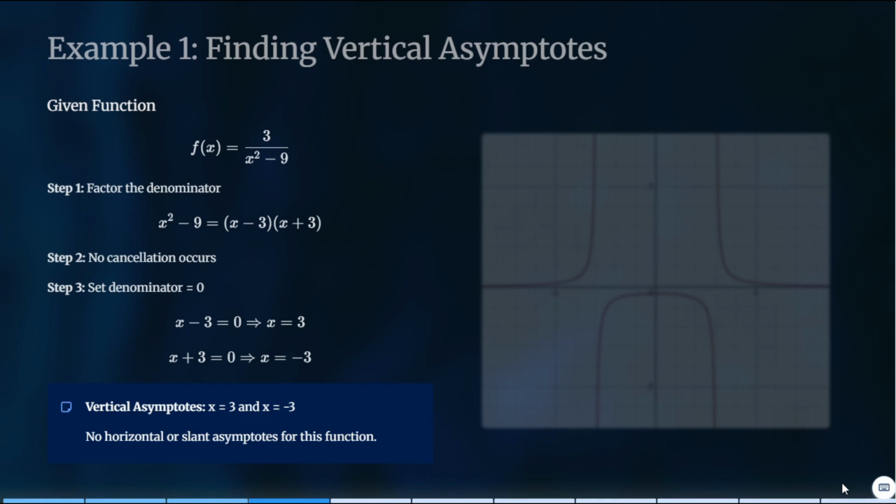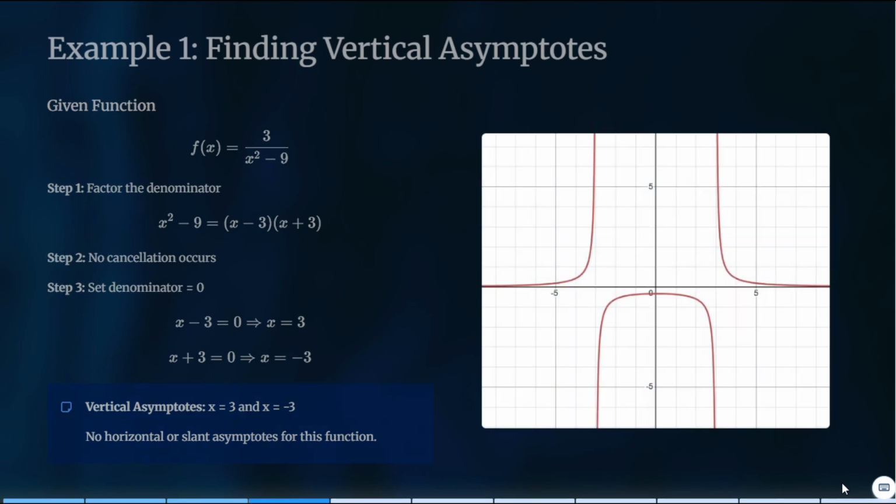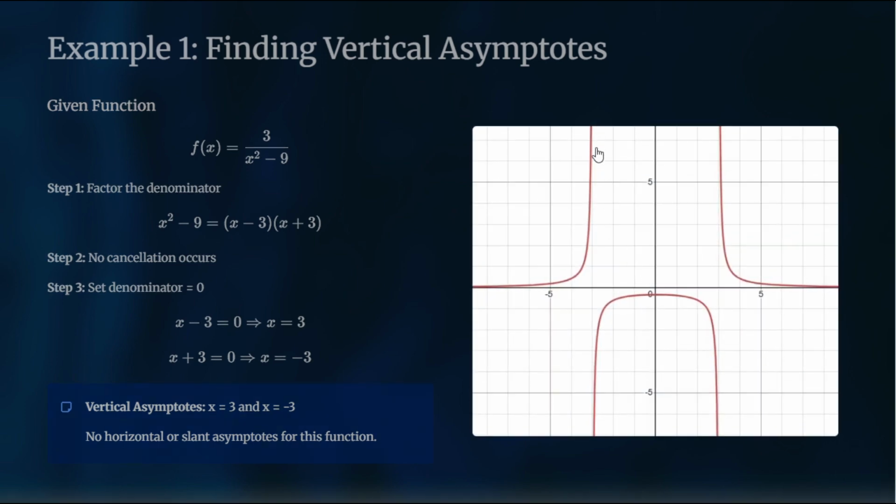If we let our first factor, x minus 3, equal 0, in order to solve for x, we'll add 3 on both sides. Therefore, x equals 3. Doing the same for our second factor, x plus 3, if we set it equal to 0, in order to solve for x, we'll subtract 3 from both sides. Therefore, x equals negative 3. So we have two vertical asymptotes here, x equals 3 and x equals negative 3. Looking at the graph, you can see that the function's graph gets closer and closer to negative 3 and positive 3, but never actually touches it.